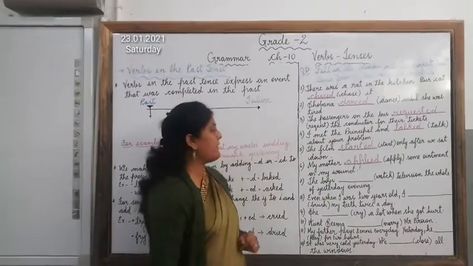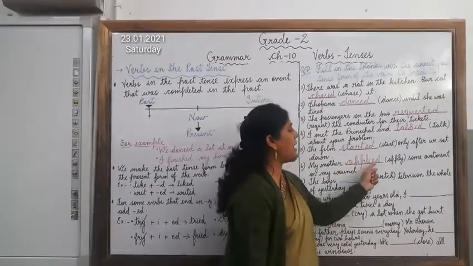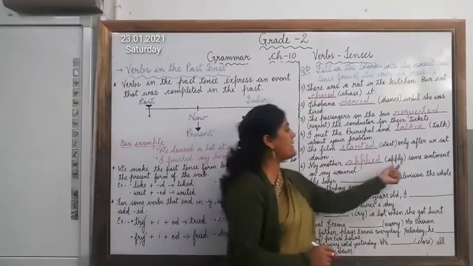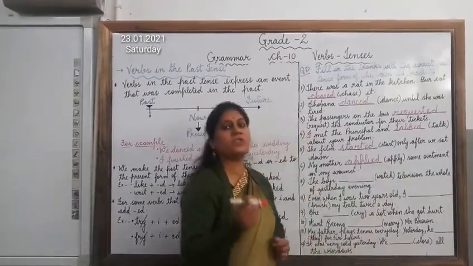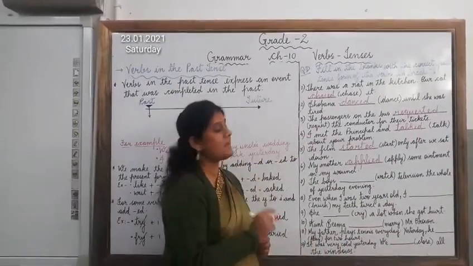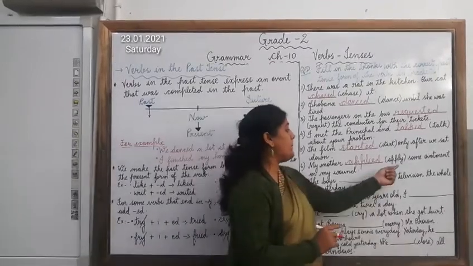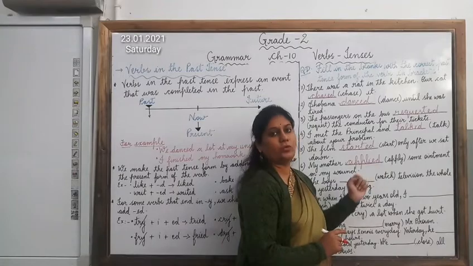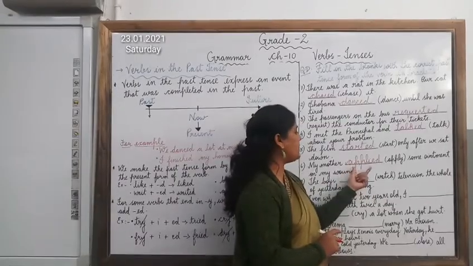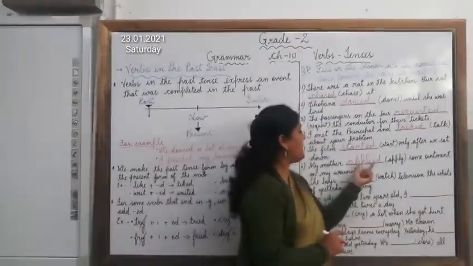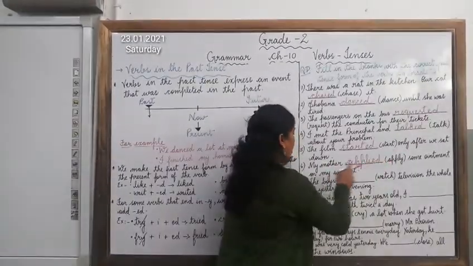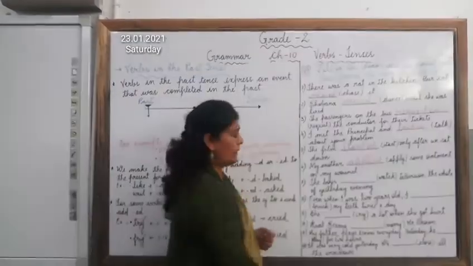So here the spelling will become A-double-P-L-I-E-D. So remember that whenever a verb is ending with Y and we have to change it into the past tense, we will always change the Y into I and then we will add ed to the verb. So here the spelling will become A-double-P-L-I-E-D, applied. My mother applied some ointment on my wound.